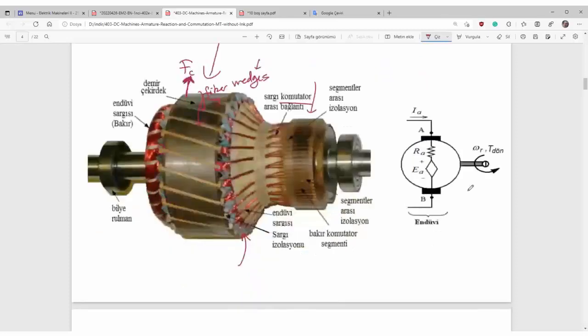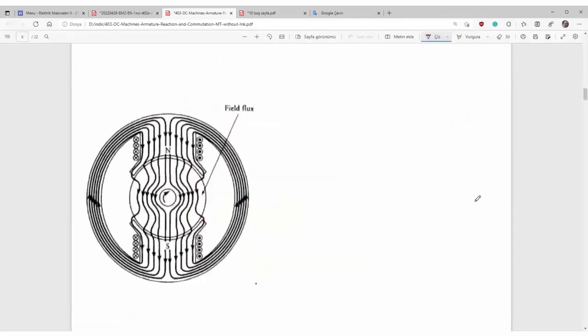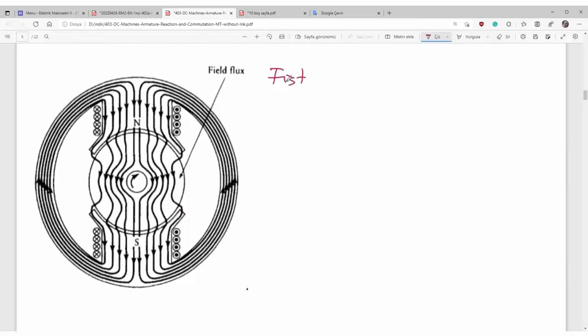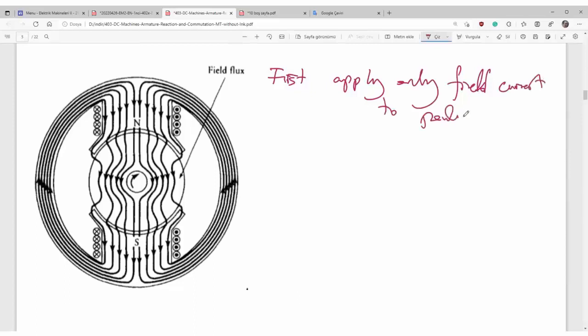Here is the equivalent circuit of the armature, Houston, and that is the new topic, armature reaction. First, apply only field current to the pole winding. Here you see, when you apply some current to the poles properly, apply the right-hand screw rule.